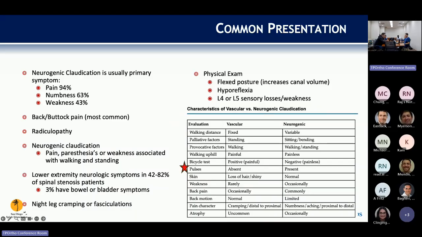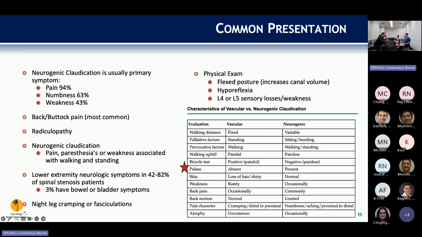Oftentimes there's back and buttock pain, playing into that neurogenic claudication or radiculopathy, pain, paresthesias, or weakness associated with walking or standing. Lower extremity neurologic symptoms can be present in spinal stenosis, and about 3% have bowel or bladder symptoms. And again, those are more of the severe cases.